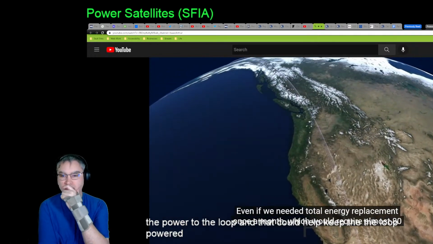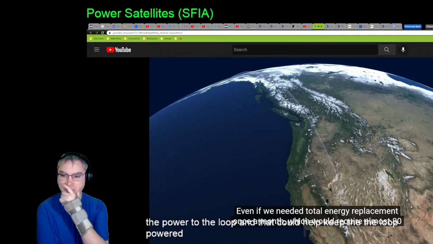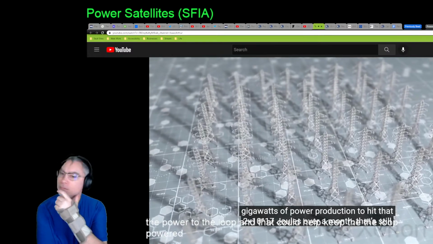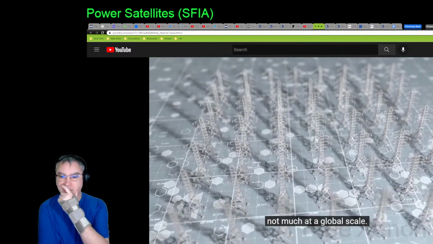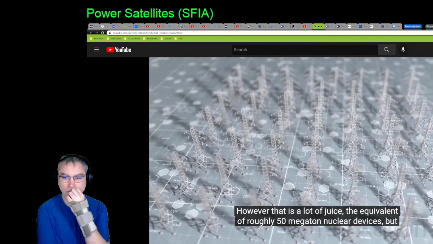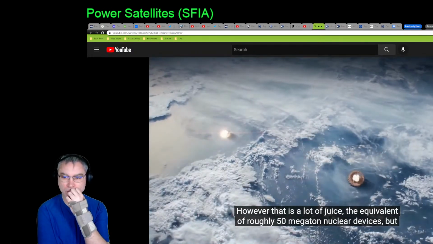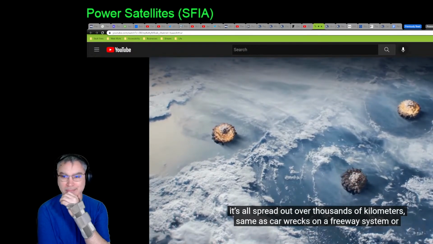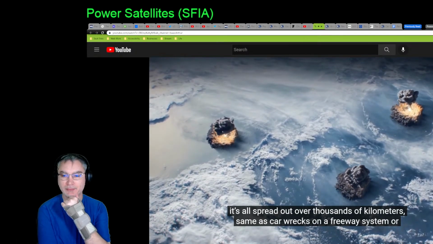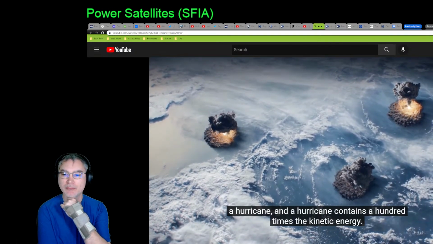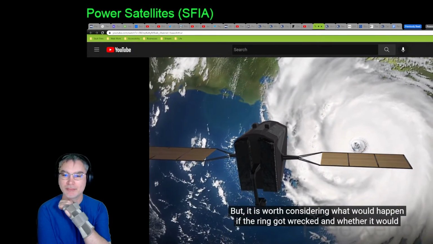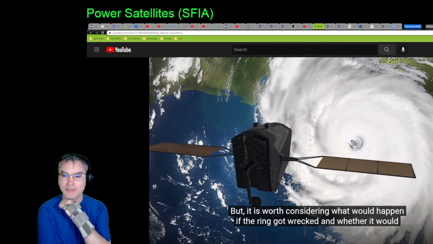Even if we needed total energy replacement once a month, which would require almost 80 gigawatts of power production to hit that 2 times 10 to the 17 joules over a month, that's still not much at the global scale. However, that is a lot of juice, the equivalent of roughly 50 megaton nuclear devices, but it's all spread out over thousands of kilometers, same as car wrecks on a freeway system or a hurricane, and a hurricane contains 100 times the kinetic energy.